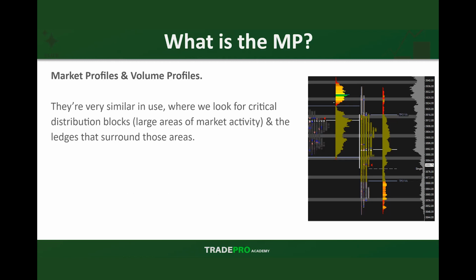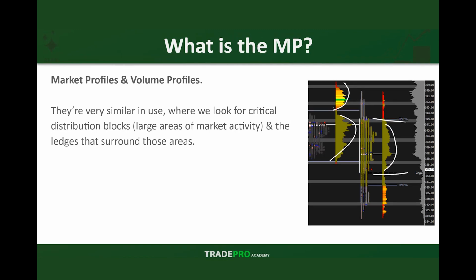So our distribution blocks, if you remember from our volume profile videos, they are areas where we have a lot of volume that is clustered together, right? We have these areas that create these bellies, and on either end are going to be ledges, which are low volume areas. Now, the lower volume areas are areas where traders would ideally get more active.